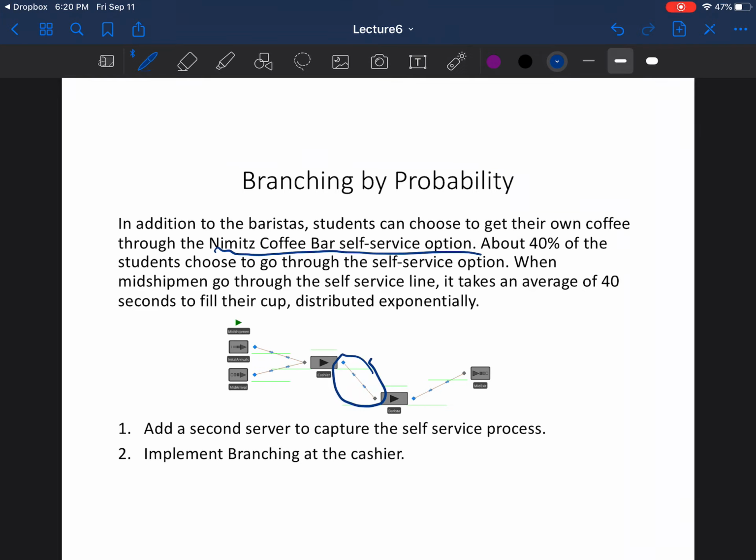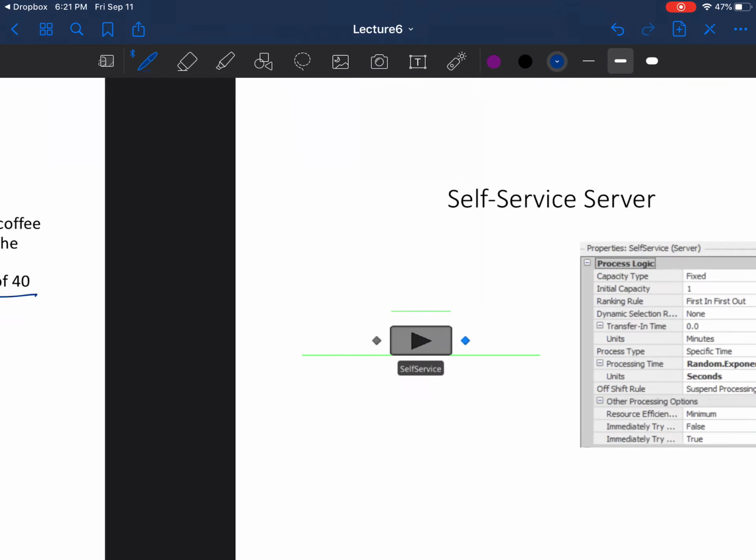So let's assume that we want to model the idea that about 40% of the students go through the self-service option. And when they do so, we want to also model the idea that it takes 40 seconds to fill their cup, distributed exponentially. So a service time which is distributed exponentially with a mean of 40. So what do we need to do? We're going to need to add a second server for the self-service process, and we need to implement a branching at the cashier.